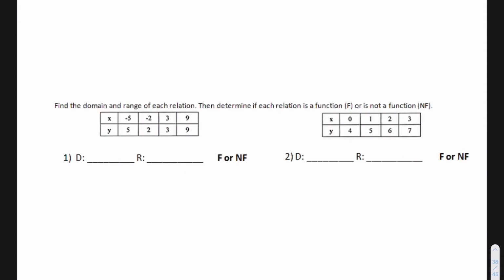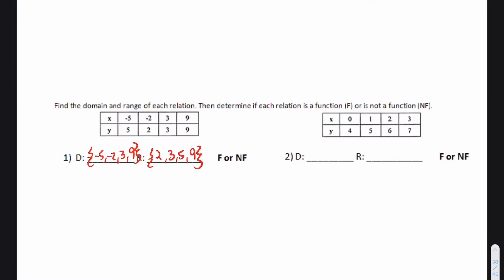So let's just organize these and then say function or not. Draw the table. The domain is the x, so we're going to list the numbers -5, -2, 3, 9. For the range, 5, the domain was in order, but the range is not in order, so we need to put it from least to greatest. 2, 3, 5, 9.